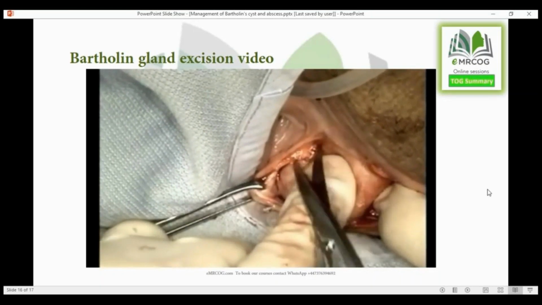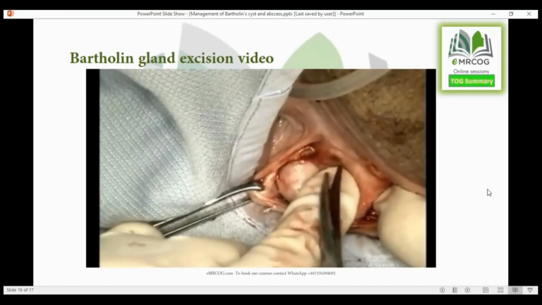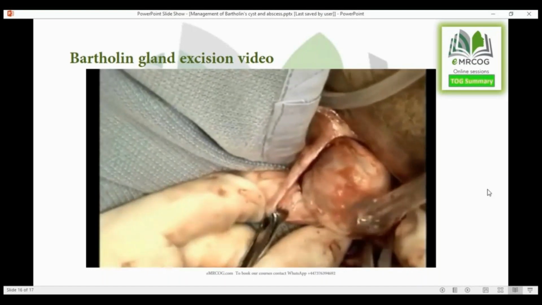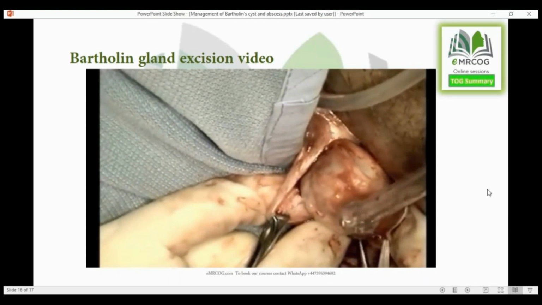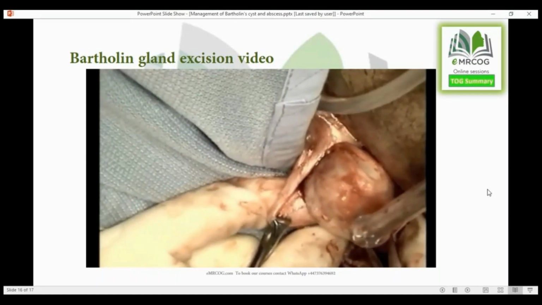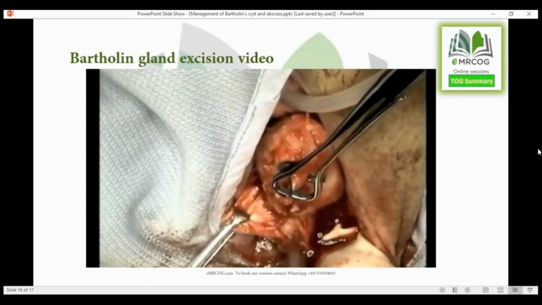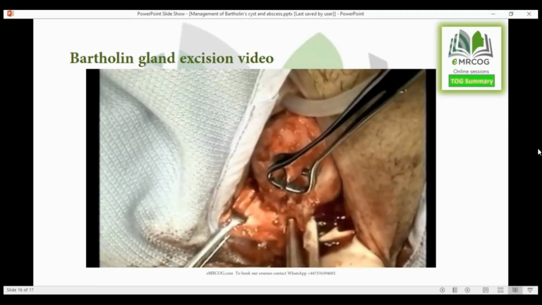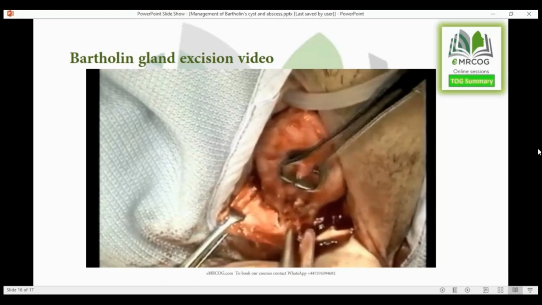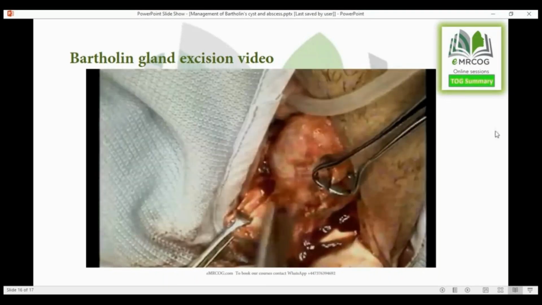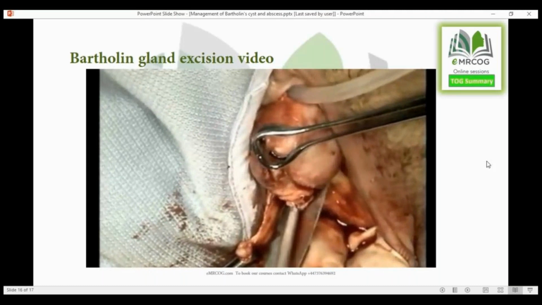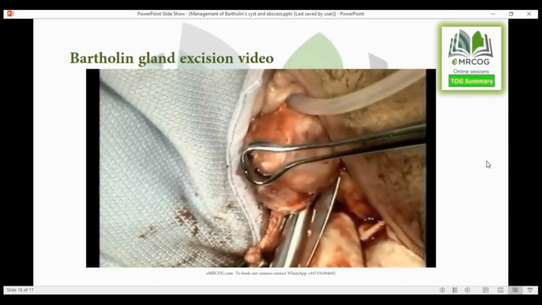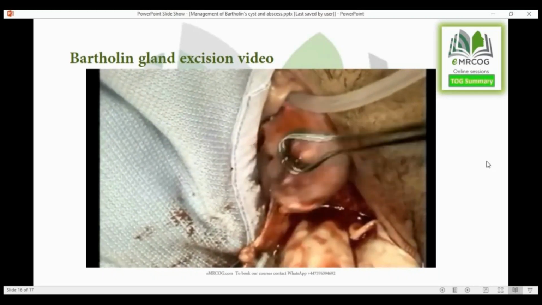Okay, and that's it. You can put your gauze, put your drain, and close. You can use Allis or you can use another clamp. I think Allis is good. As you can see, one, two, three, and the gland is out.